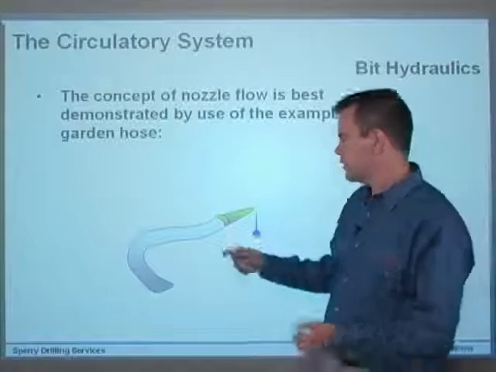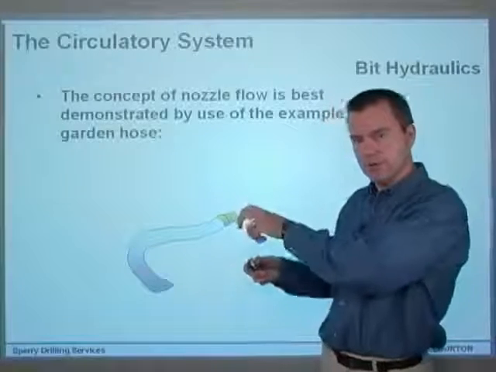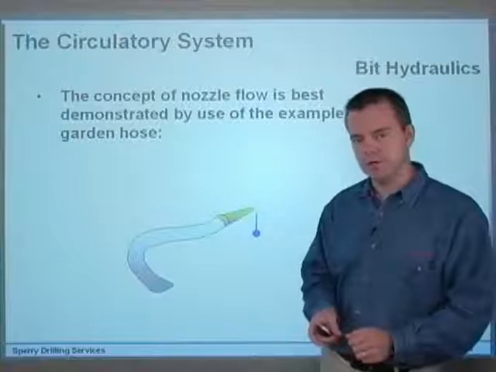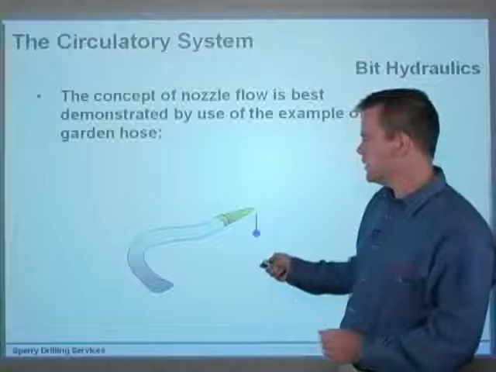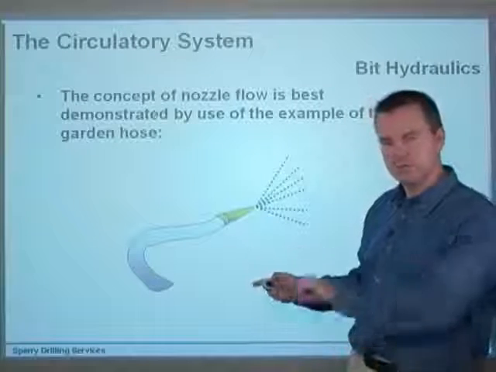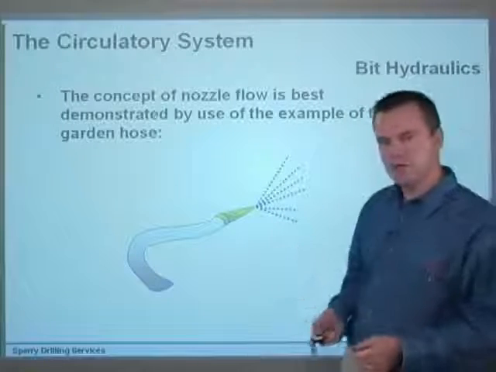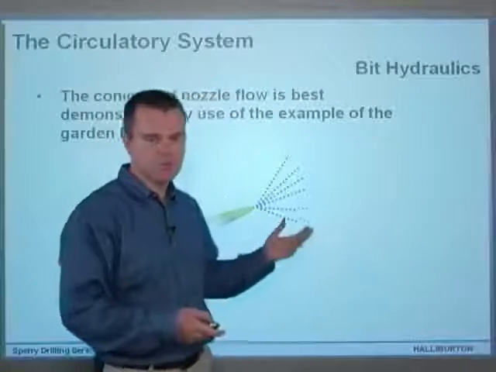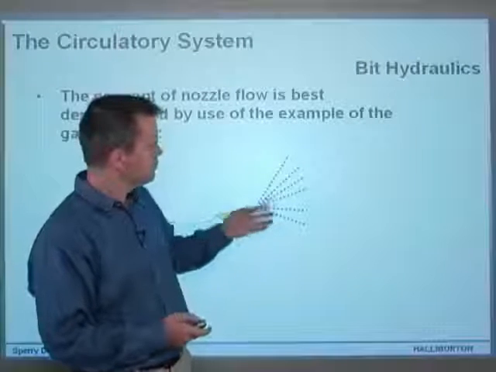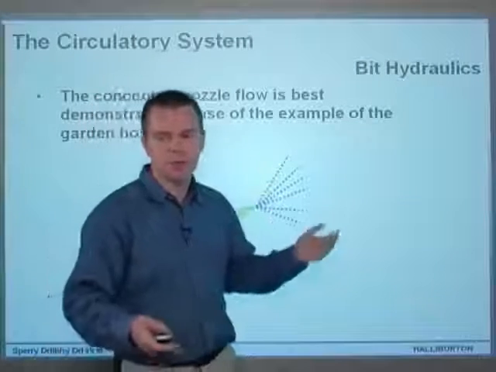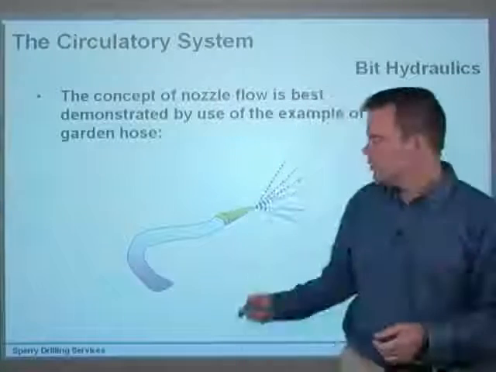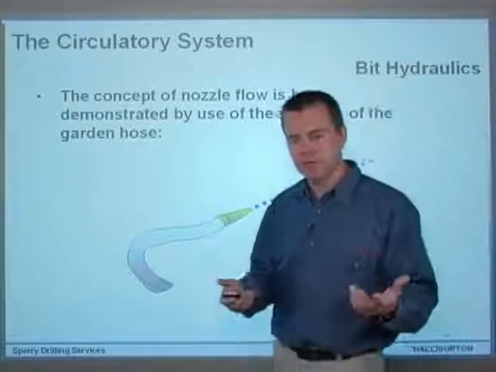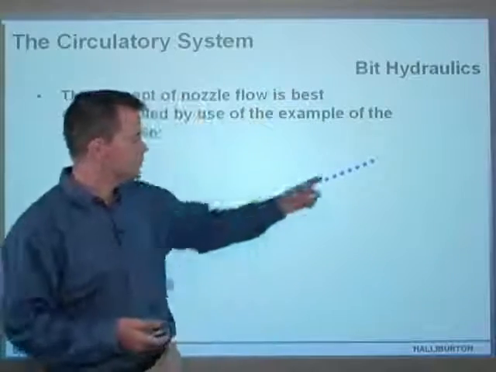If I've got a garden hose here and I've screwed the nozzle on the end completely shut, you've got no flow coming out of the end of that garden hose. If I now open the nozzle a little, you end up with some water and some cleaning power. When it was closed, there was no cleaning power whatsoever. Now you've opened it a little, you've got a spray coming out, and you've got some cleaning power. If you open it some more, you now have a nice jet coming out, and you've got an optimum jet of water and optimum cleaning power here.